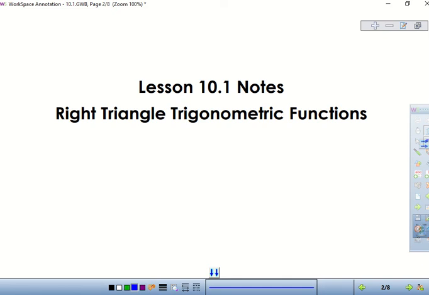Alright everyone, so today is going to be lesson 10-1, the first lesson of unit 10, which is going to be right triangle trigonometric functions. So, this is the last unit we will cover in this class. Isn't that exciting? This is our last unit, okay? So, this one is going to be what we're doing until the end, but luckily it's not bad.